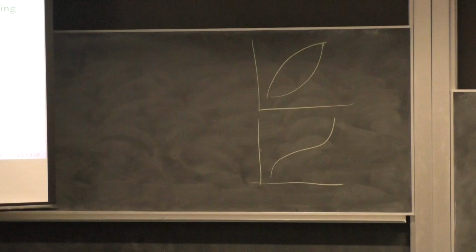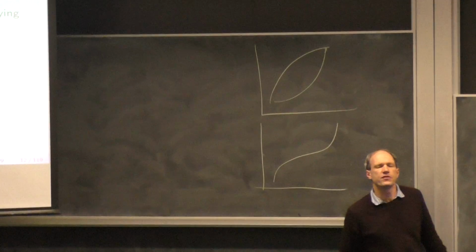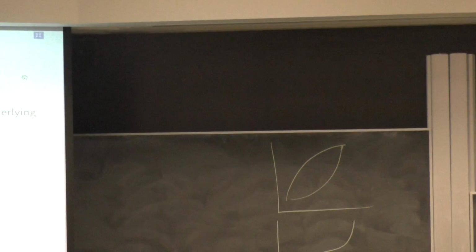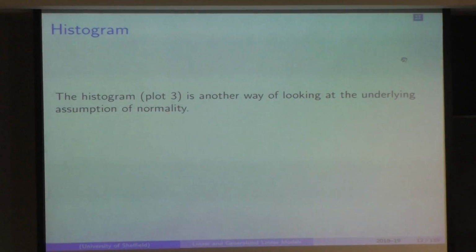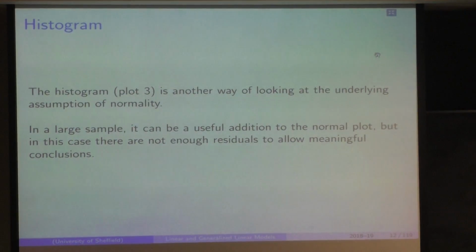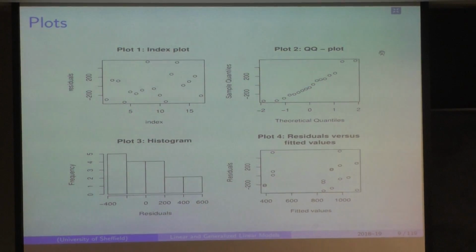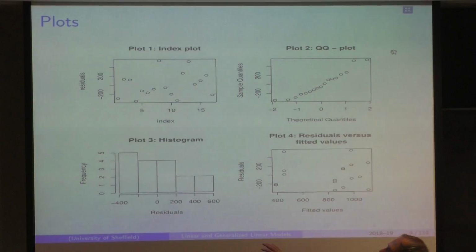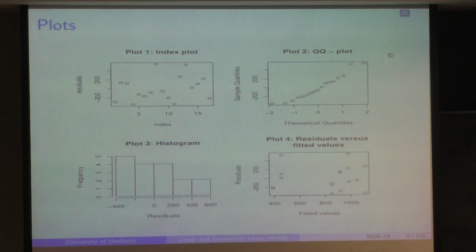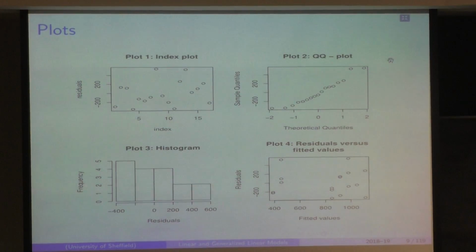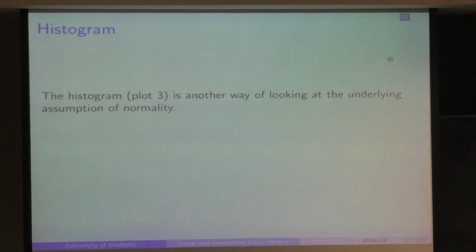Okay. A third plot that we had was a histogram. So we plot a histogram of the residuals, and we would hope to see something which looks like the shape of a normal distribution. So let me go back to the plots, which were here. Now, I'd have to admit that this isn't the most convincing normal distribution that I've seen in the histogram. So that might look somewhat worrying.